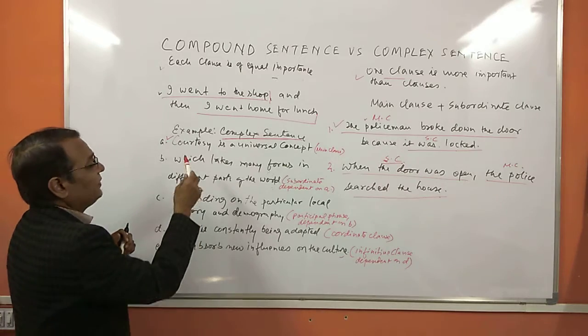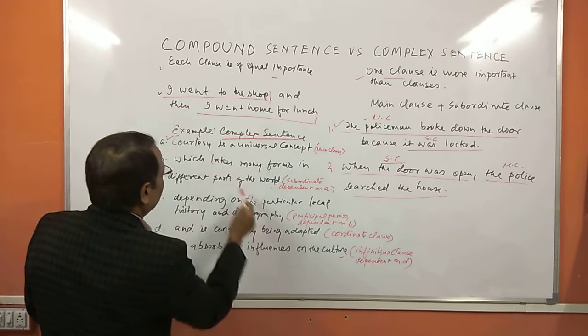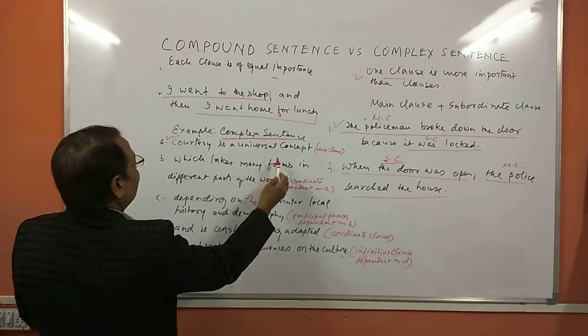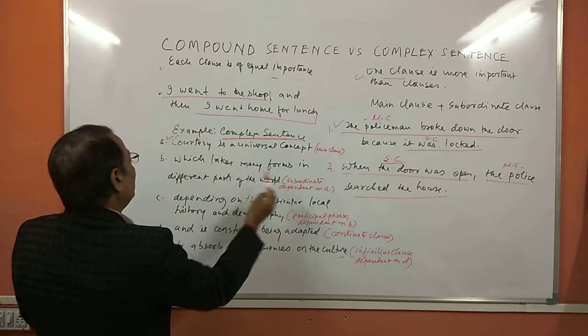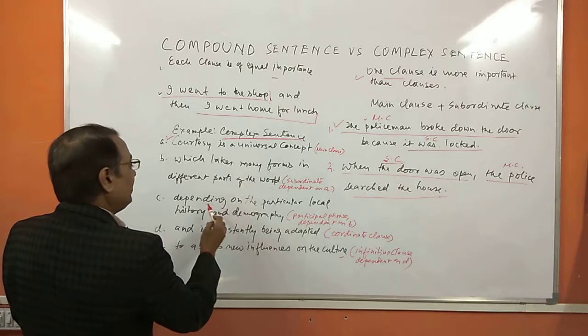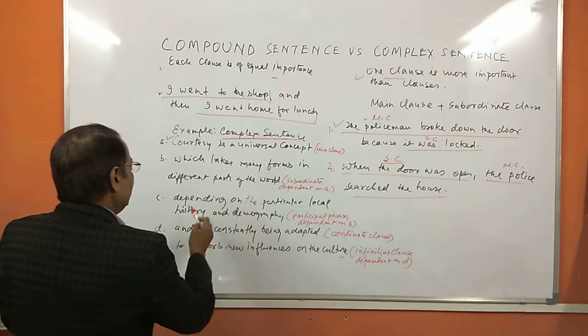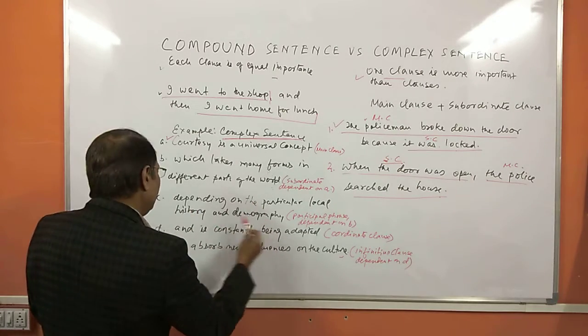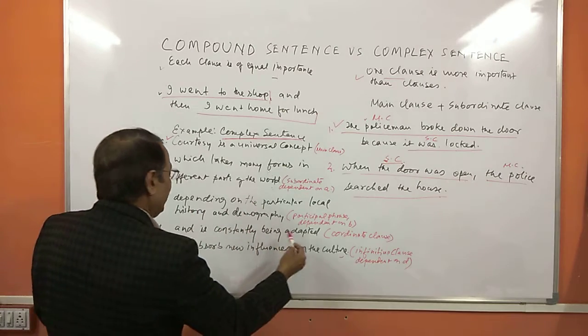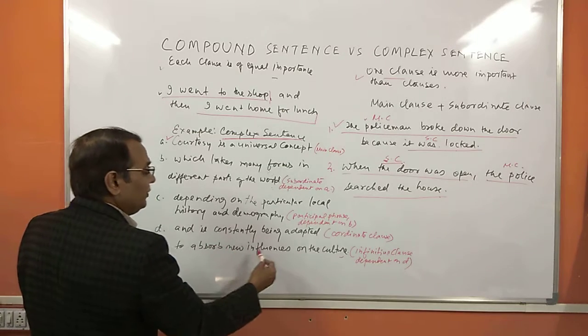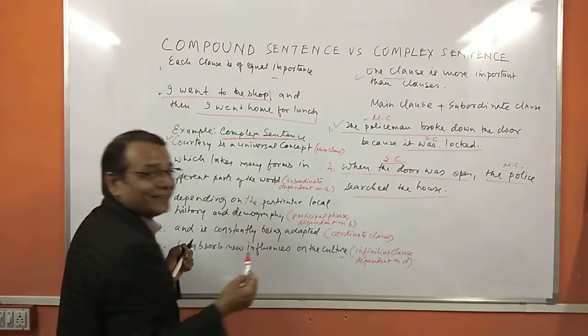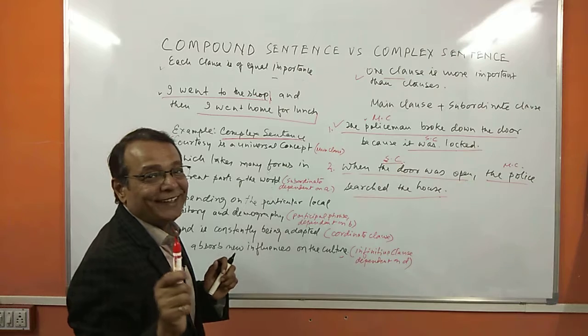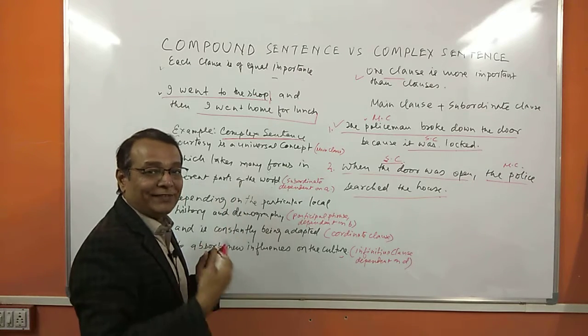I have written here, first I read all this from here to here. Courtesy is a universal concept which takes many forms in different parts of the world depending on the particular local history and demography, and is constantly being adapted to absorb new influences on the culture. This is the sentence actually. This is called a pure complex sentence.